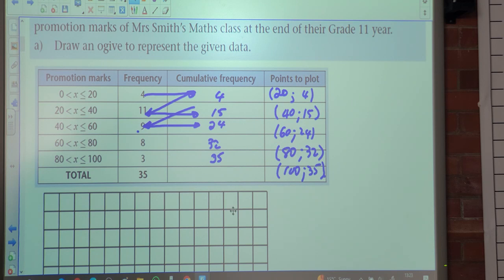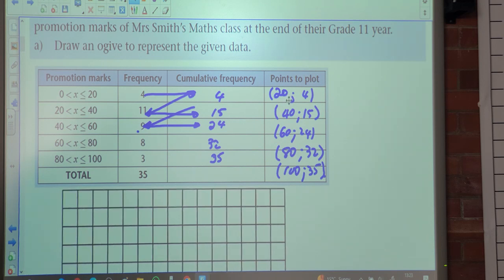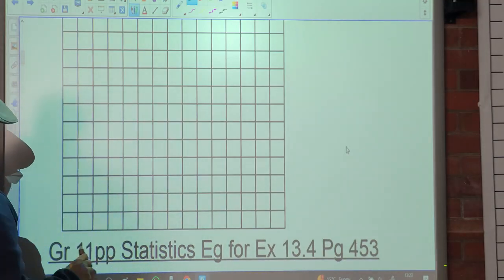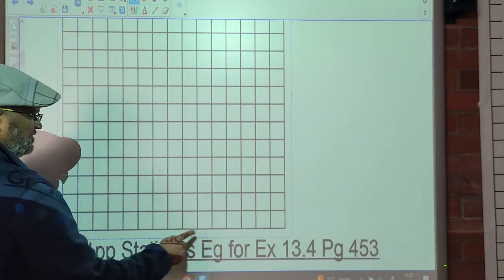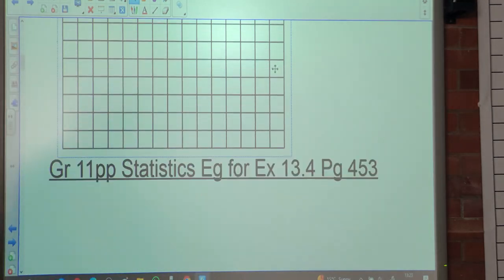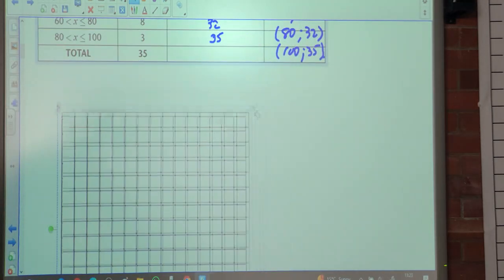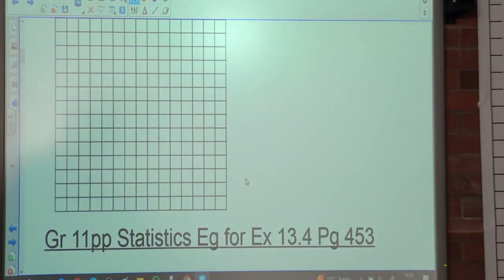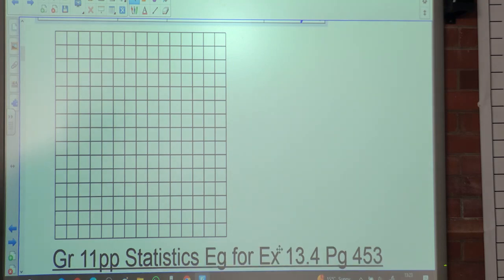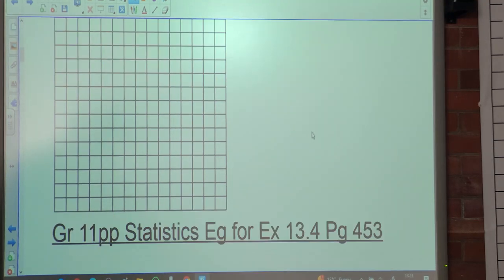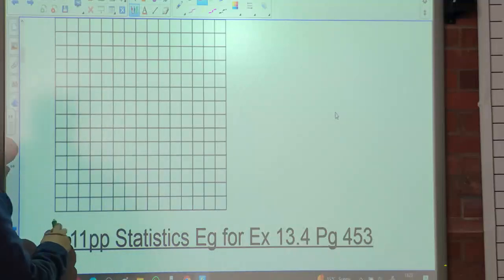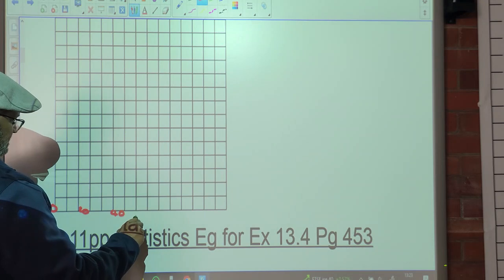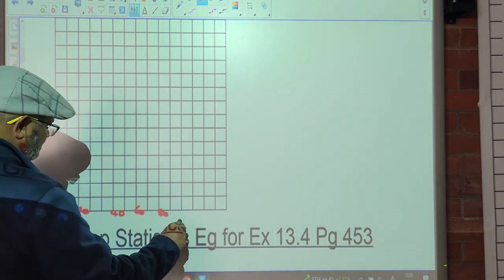Okay, so I'm going to need 35 on my cumulative frequency, and I need to 100. So here I'm going to make it smaller, it's going to be best. I need to have the whole graph in. Sorry about this. So we said it's going to be 100. So it's going to be 0, 20, 40, 60, 80, 100.